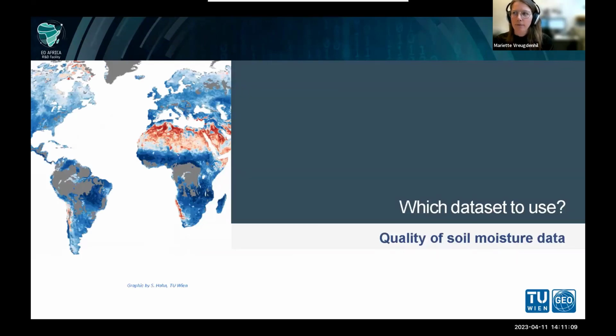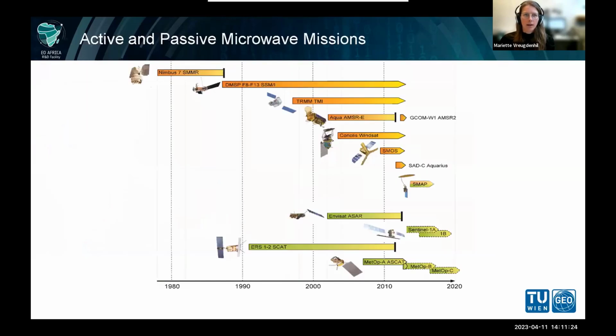Okay, but as I said before, it's very important to also choose a data set for measuring soil moisture, but particularly for doing drought monitoring, that fits your needs and your application. And so there are a lot of different satellite missions that have been in space or are currently still in space, and this is an overview of that.